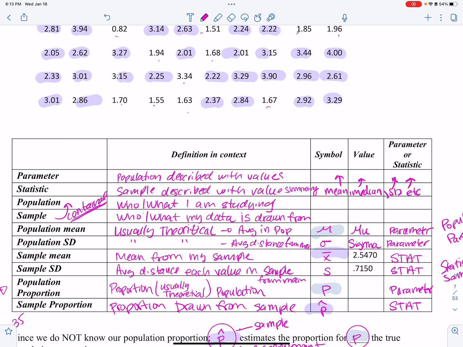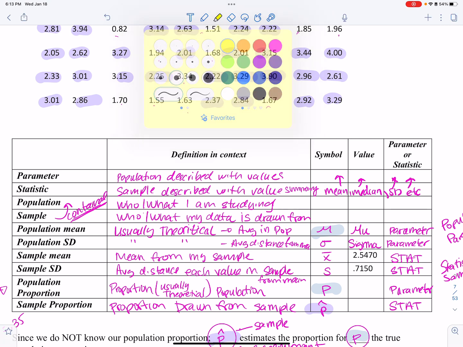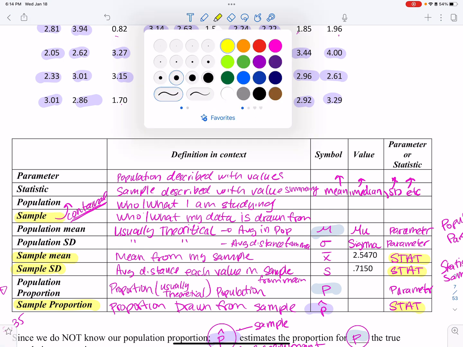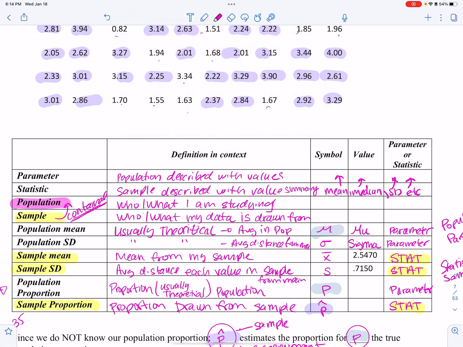The sample mean is just the mean drawn from my sample. And of course, the standard deviation drawn from my sample. The mean symbol is X bar, and the standard deviation symbol is S. Notice here, anything that is a statistic has to do with my sample. Sample is statistic. And population is my parameter. So population are parameters. So that's how it would go.